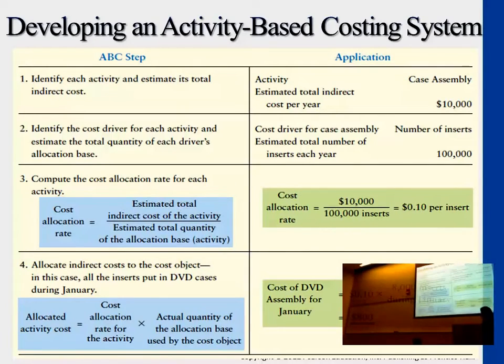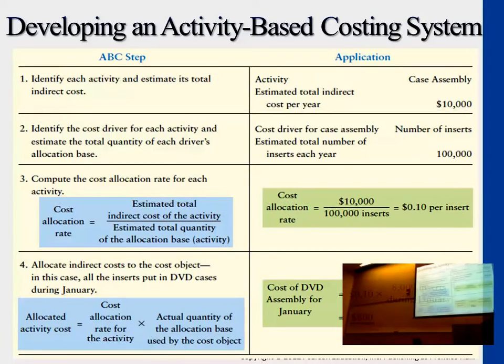Okay, so this is the rate for a case assembly, and then you multiply by the actual discs that you insert into this job. That will be the cost for this particular activity. So there were 8,000 inserts for January for this particular job, and there will be $800 in costs incurred for case assembly. For another type of job, if there are only 1,000 here, then there will only be $100 for that particular case.